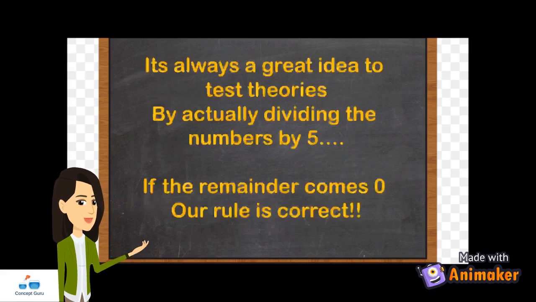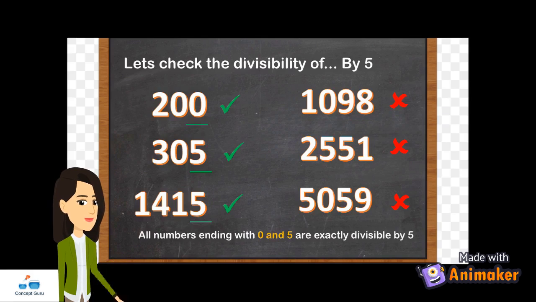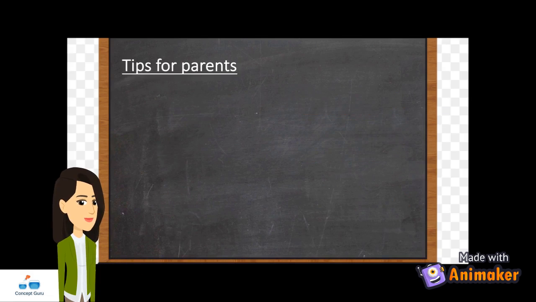Again, it's going to be a great idea to test your theories. You actually divide the number by 5 and check for yourself if the remainder comes out to be 0. With that, this is the result. These 3 numbers on your left hand side are going to be divisible by 5 because they end with 0 and 5. Whereas the numbers on your right do not end with a 0 or 5. Hence, they would not be divisible by 5. Once again, all numbers ending with 0 and 5 are exactly divisible by 5.